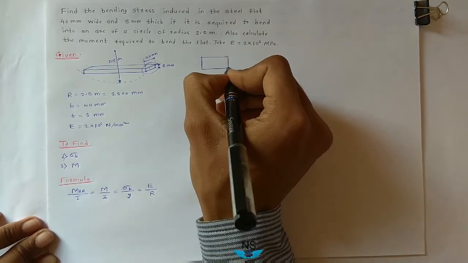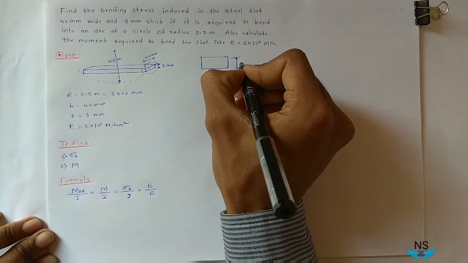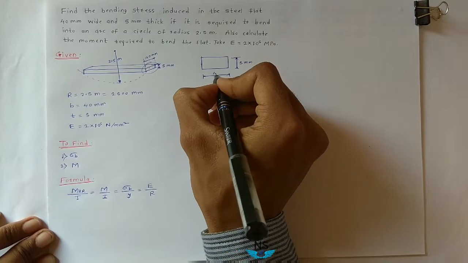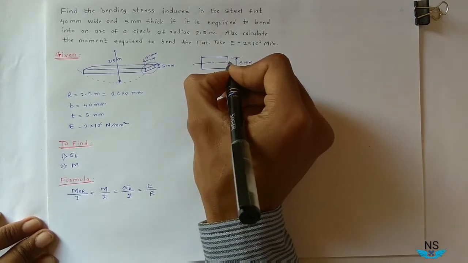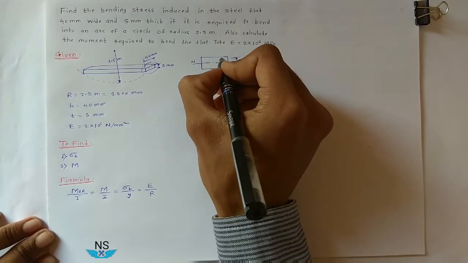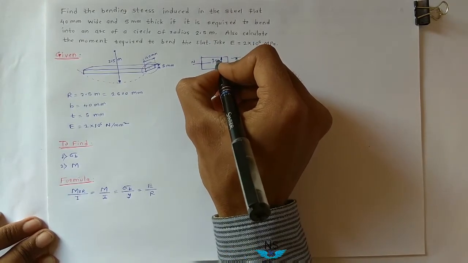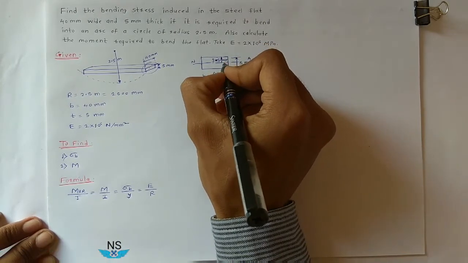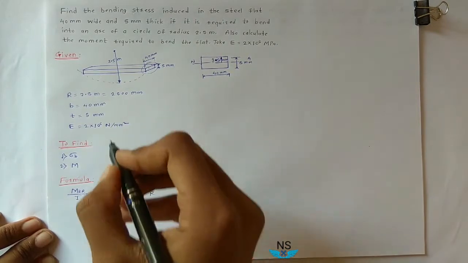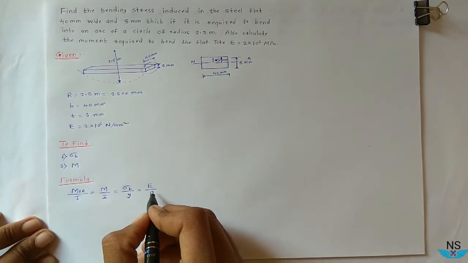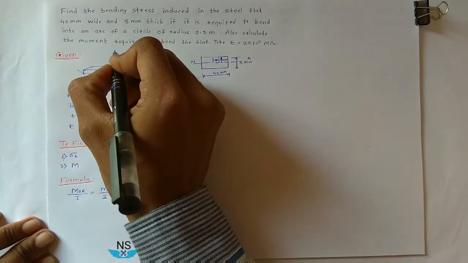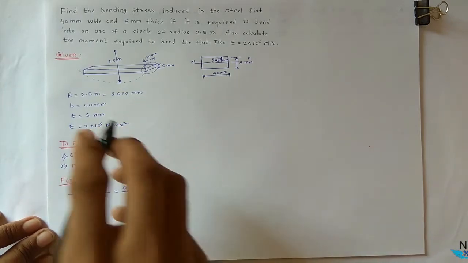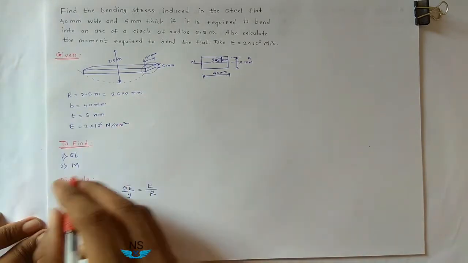If I enlarge this cross section, it looks like this. This is the thickness, which is 5 mm, and this is the width, which is 40 mm, and this is the neutral axis. So y is this distance, that is 2.5 mm, the distance of the extreme fiber from the neutral axis. E is the modulus of elasticity, which is given, and R is the radius of curvature of the bent beam, which is 2.5 meter, that is 2500 mm.